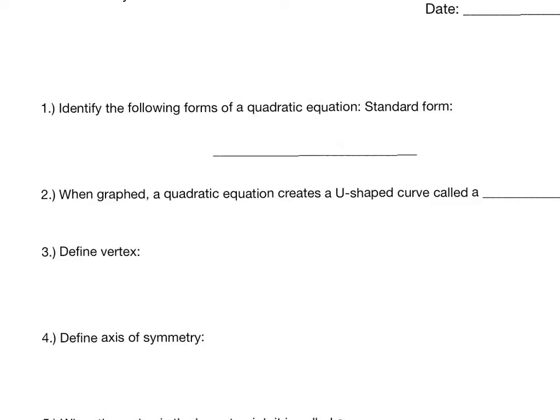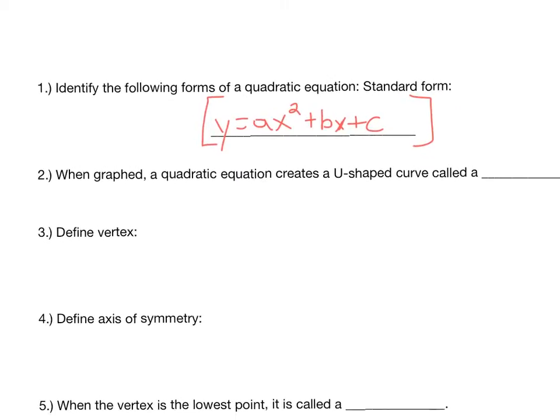Remember when we discussed quadratic equations, they are always in the form of y equals ax squared plus bx plus c. And I said always in the form. They are not always in this form, but this would be the standard form of a quadratic equation. Okay, standard form of a quadratic equation would be ax squared plus bx plus c. Make sure you know that for tomorrow's test.